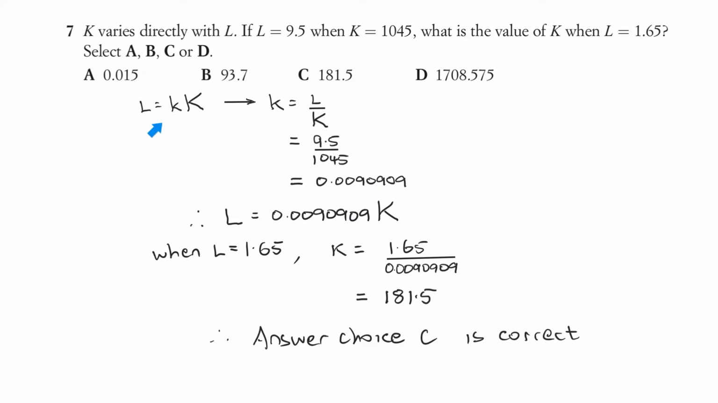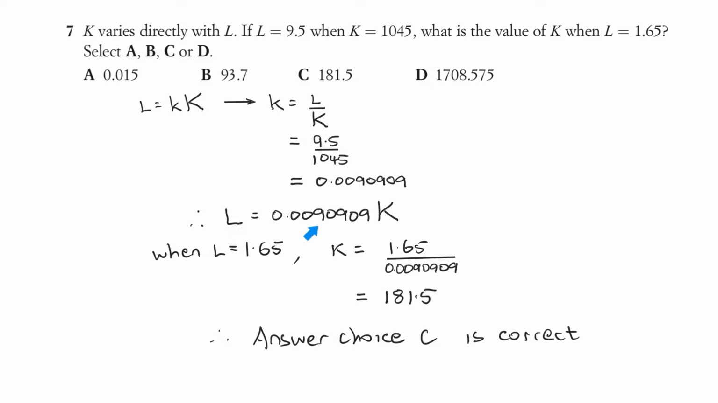Okay, so we follow what the examples in the book have shown us. We put an equation down. We've got L equals a constant times K. I've got a small k here and the large K. So that implies that the small k equals L divided by the large K. We're given that information. We've got 9.5, and we've got 1045, and we get k equals 0.0090909, and then I think it's 0.091.